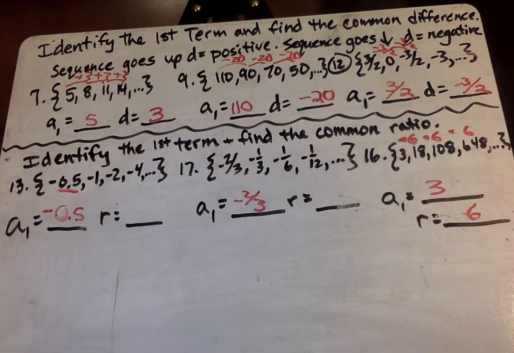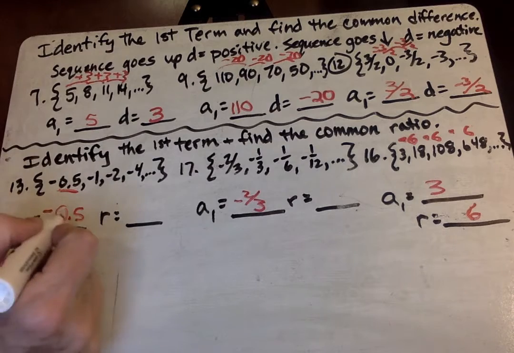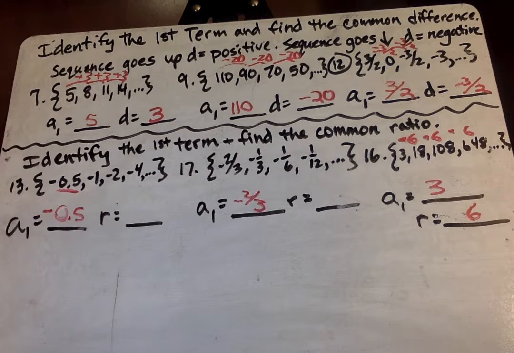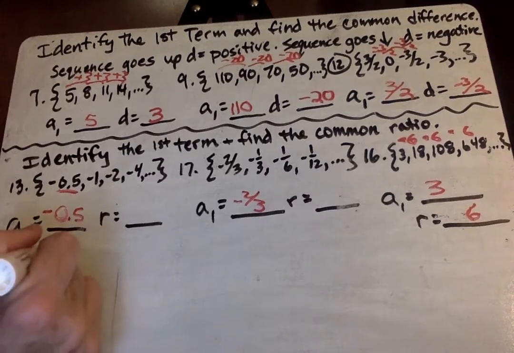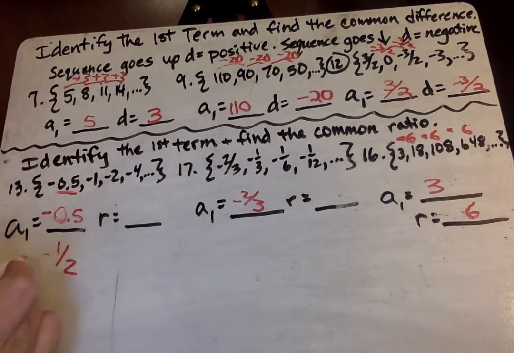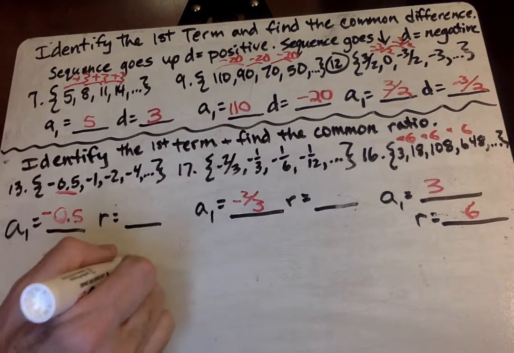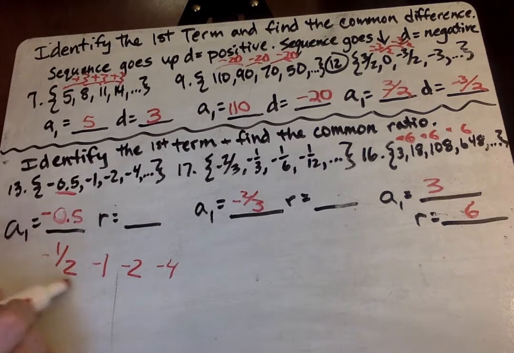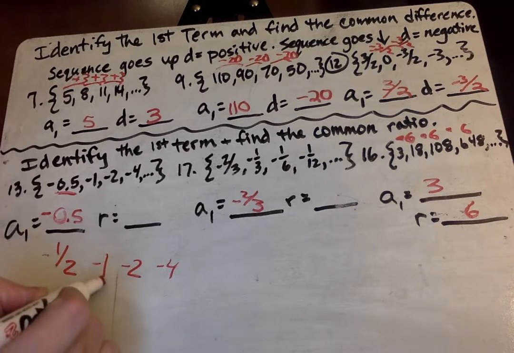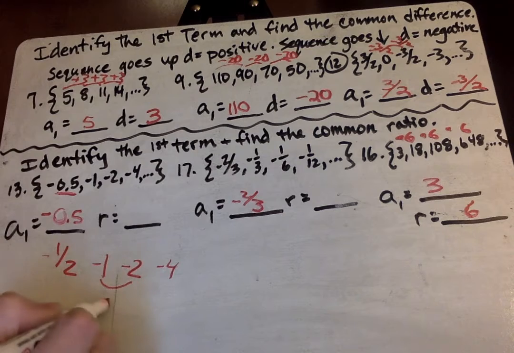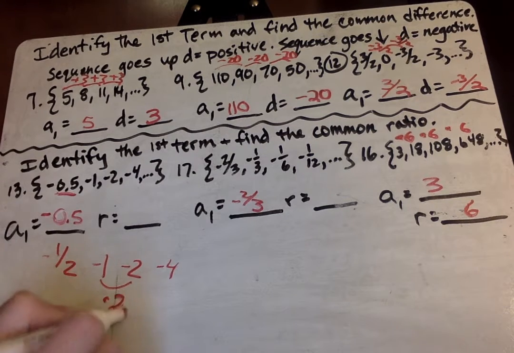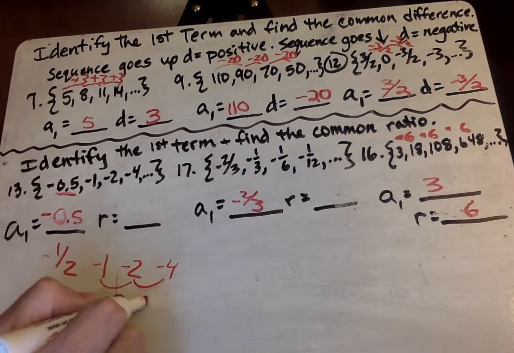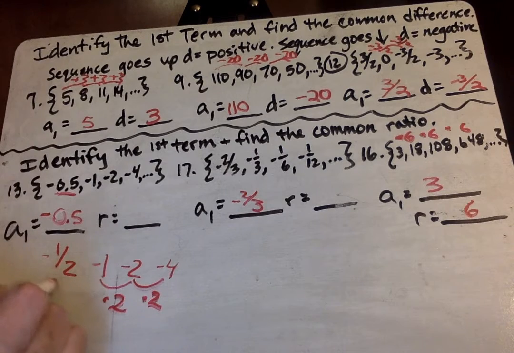Now we're going to go back to number 13 here. We see this is negative 0.5. Now, what do we multiply that by? We can also think of it as negative 1/2. What do we multiply that to get negative 1? What do we multiply that to get negative 2? What do we multiply that to get negative 4? Sometimes it's not easiest to start with the first one. So we can go negative 1 times what is negative 2? Negative 2 times what is negative 4? And negative 2 times 2 is negative 4.